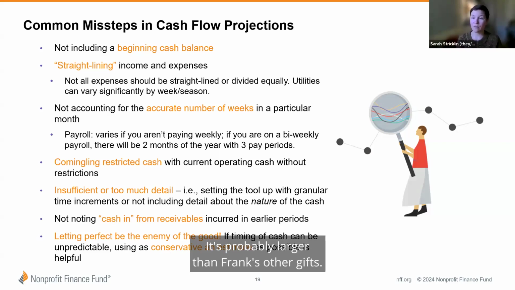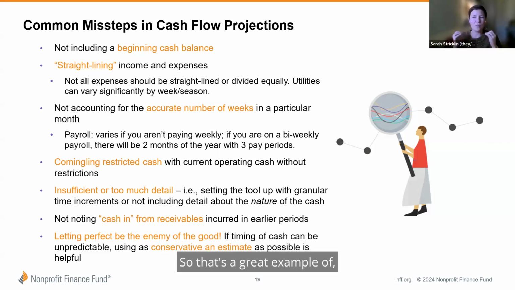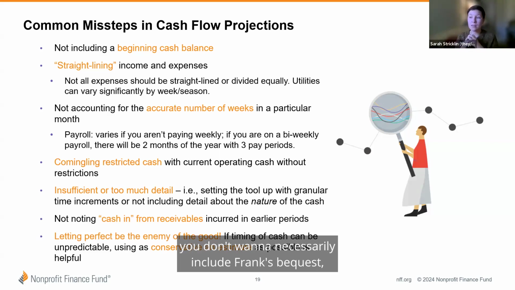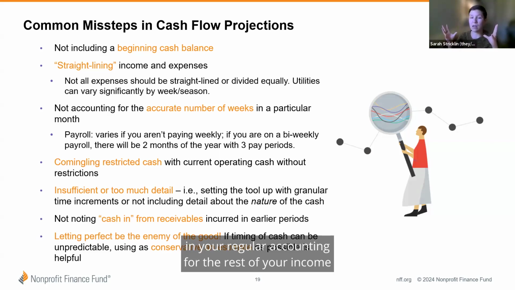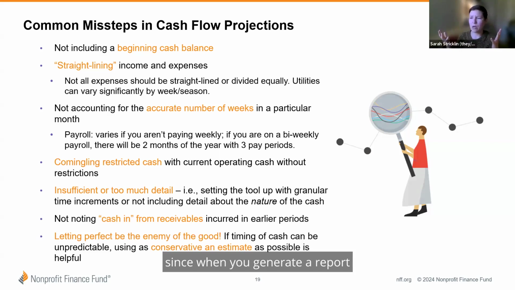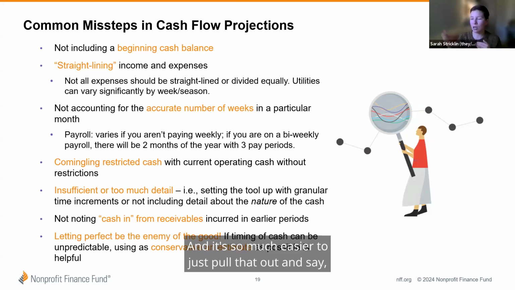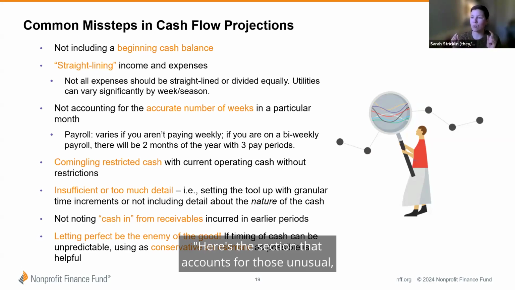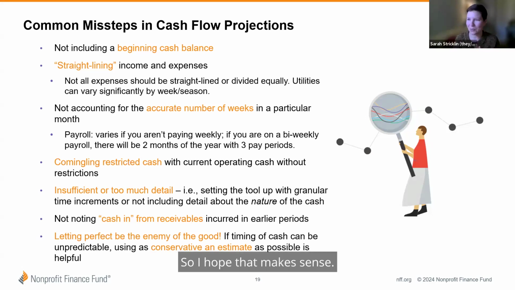It's probably larger than Frank's other gifts. So that's a great example of why you don't want to necessarily include Frank's bequest in your regular accounting for the rest of your income. When you generate a report for your income for that year, your income's going to look huge, and somebody's going to say, wow, we did really great that year. And you're going to have to explain over and over again, well, that was the year Frank died. That's why the income is so high, because it was a bequest. It's so much easier to just pull that out and say, here's the section that accounts for those unusual, more extraordinary aspects of what happened this year financially. So I hope that makes sense.